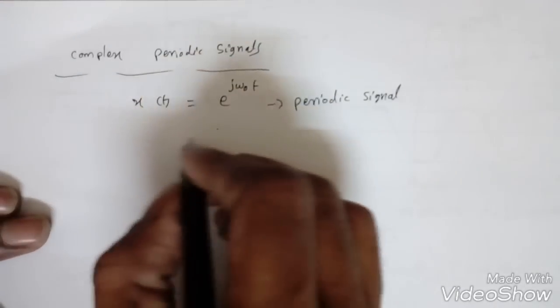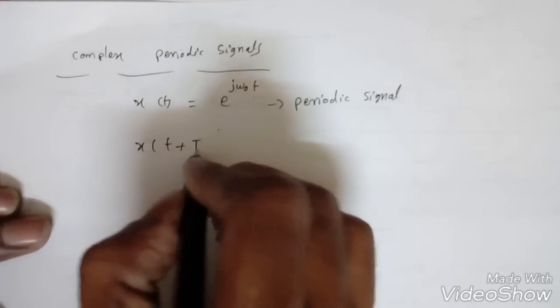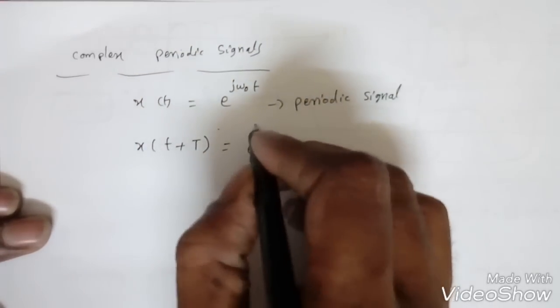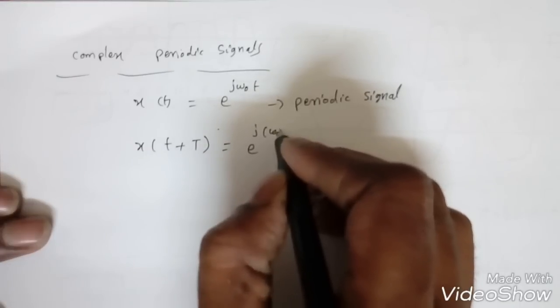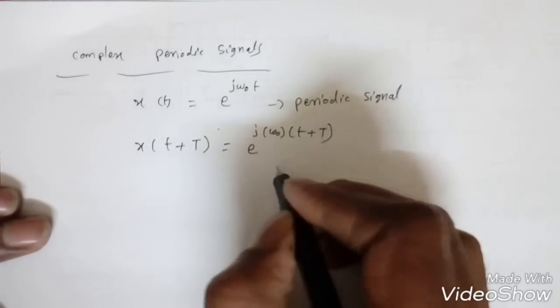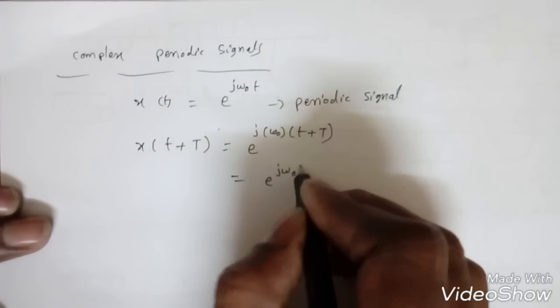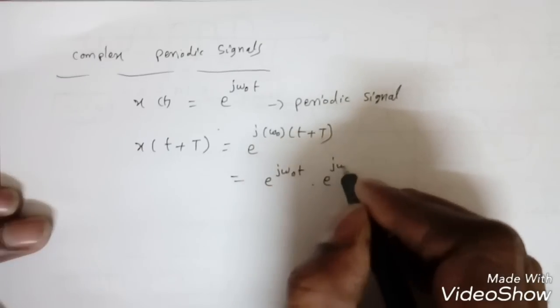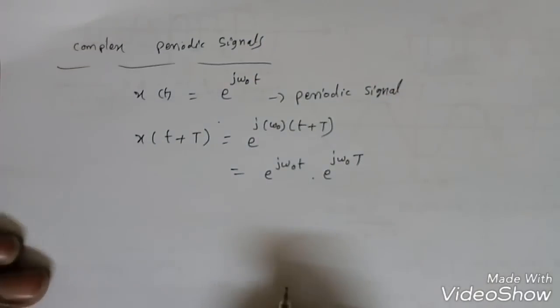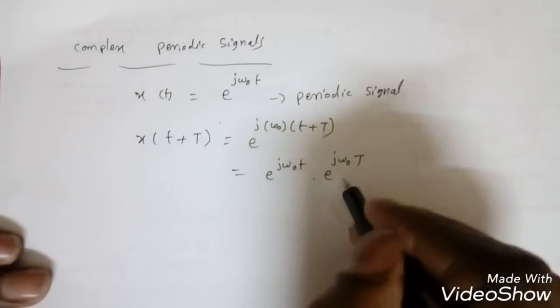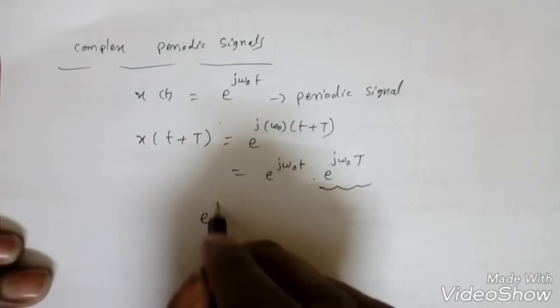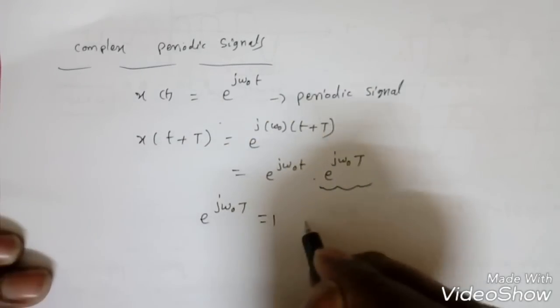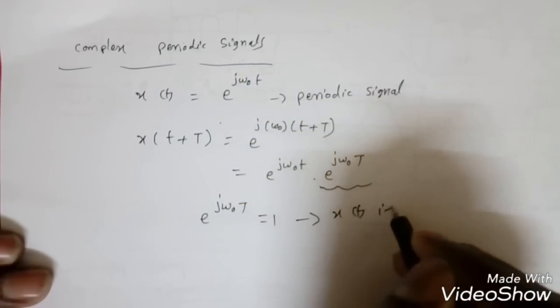So how to find it? We know that x of t plus T should be x of t, that is e power j omega naught into t plus T. So this will become e power j omega naught t into e power j omega naught capital T. To be equal to x of t, this should be equal to 1, that is e power j omega naught T is equal to 1. Then we can say x of t is periodic.